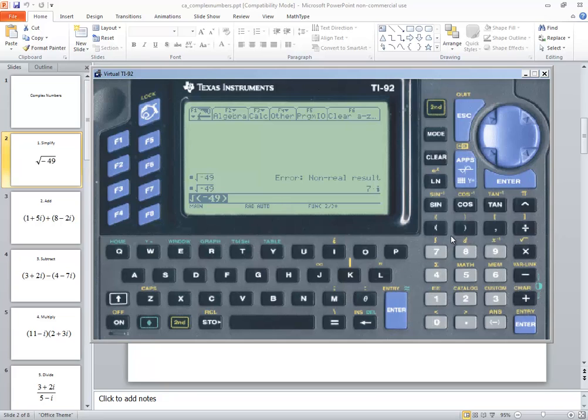Okay, now let me do a second multiplication, square root, and put in negative 12. Closing parentheses and press enter. Not only will it give you the i, but it also will simplify your square roots. So the TI-92 is nice in that regard.